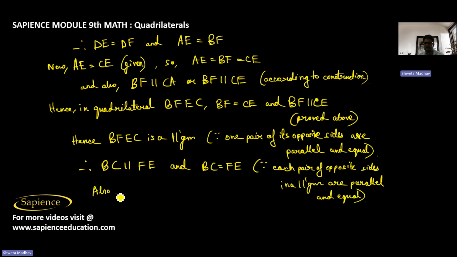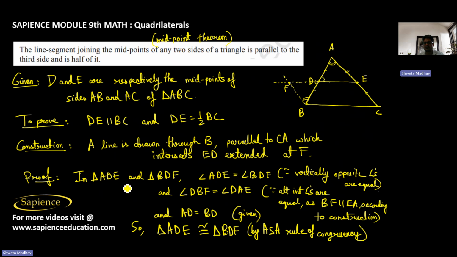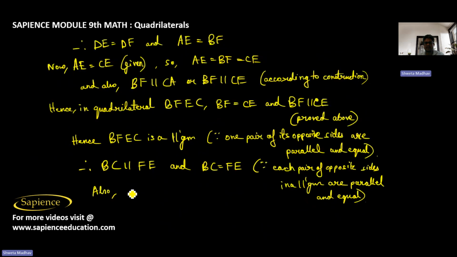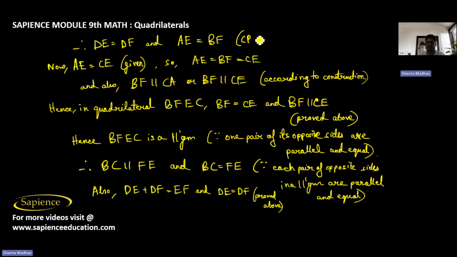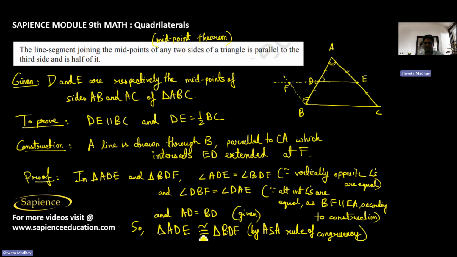And also we can see that DE plus DF is equal to EF. And also DE equals DF, which is proved above. Here we have shown DE is equal to DF, and the reason we should tell is by CPCT, since we have shown that triangle ADE is congruent to triangle BDF.